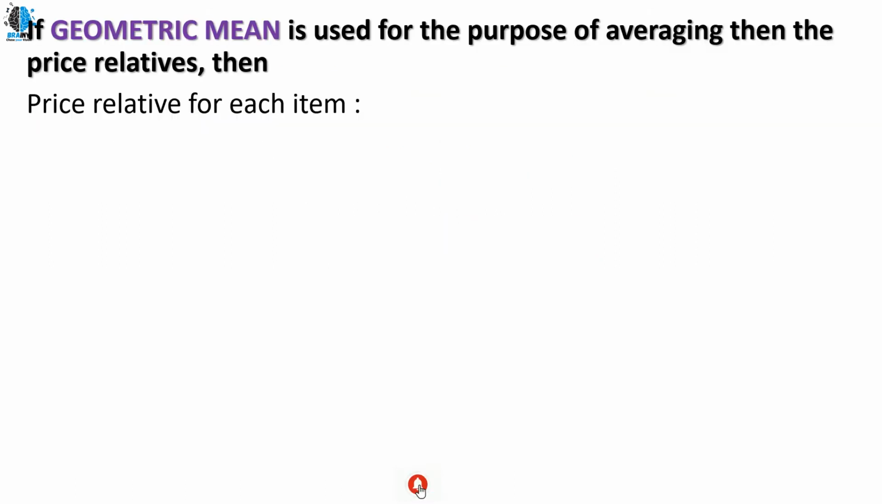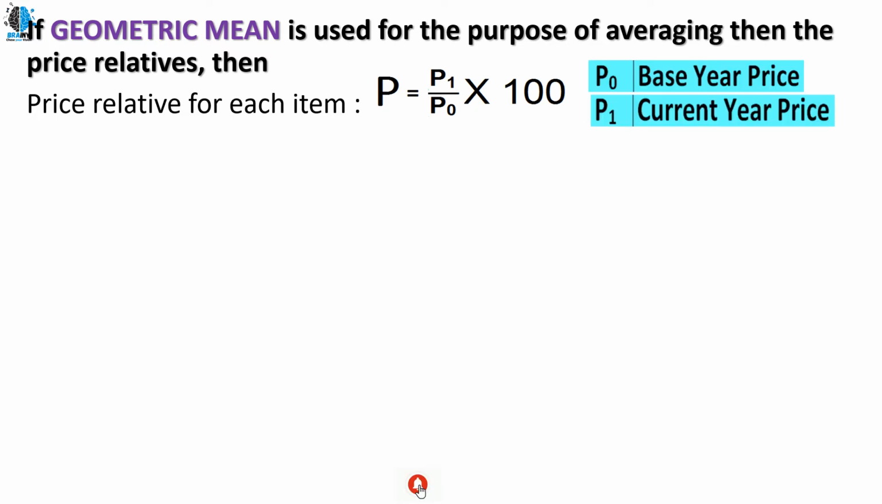If geometric mean is used for the purpose of averaging the price relative, then the price relative of each item is given as P = P1 / P0 × 100, the same formula for price relative, where P0 is the base year, P1 is the current year, and P is our price relative. Next, we have to find log P. Whatever price relative we get, we have to find the log value of each individual price relative.